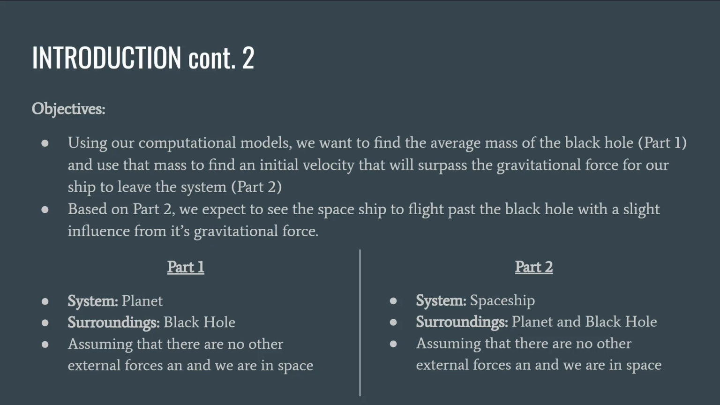For part 1, our system will be the star and the surroundings will be the black hole. For part 2, the system will be our spaceship and the surroundings will be the planet and the black hole. And for both parts, we are assuming that we are in space and there are no other external forces.